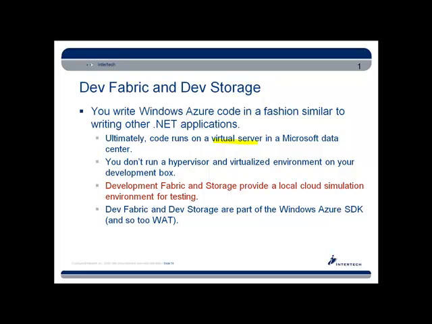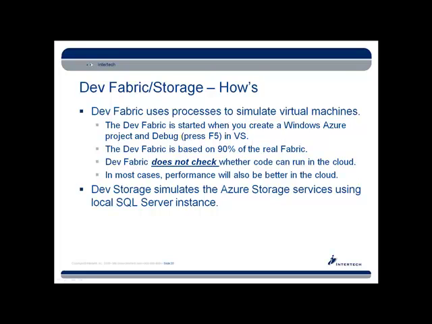So Dev Fabric and Dev Storage are part of the SDK, which means they're also part of the Windows Azure Toolkit. Now, the Dev Fabric uses a set of processes, a set of EXEs on your development machine to simulate the virtual machines. When you press F5 in Visual Studio, that's when Visual Studio starts up the Dev Fabric. And the Dev Fabric is based on what we say is 90% of the real fabric. In other words, it's a simulation up to 90%, something that we'll talk a little bit more about coming up as we chat about some of the differences. So it's not an absolutely perfect simulation, but about as good as we can get for our development environment.